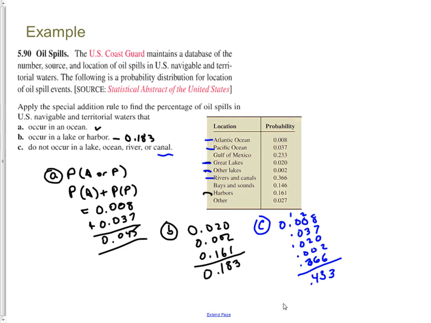And then, of course, our probability that it's not that, probably not all of these things, is going to be 1 minus that. 1 minus 0.433. And that's going to be 0.567, right? So the probability that it's not one of those things is 0.567.